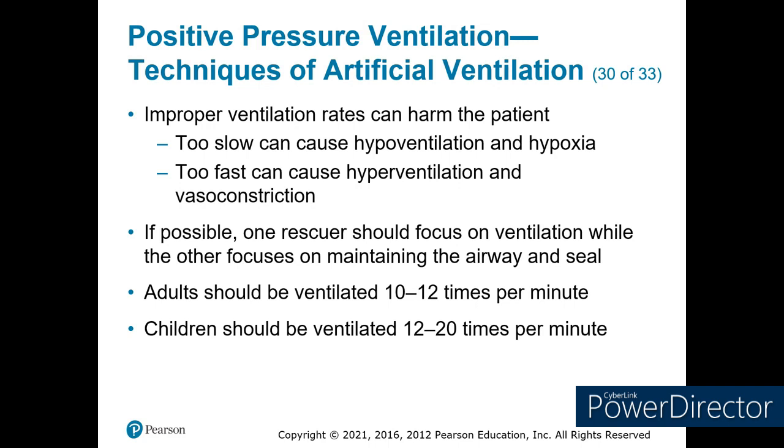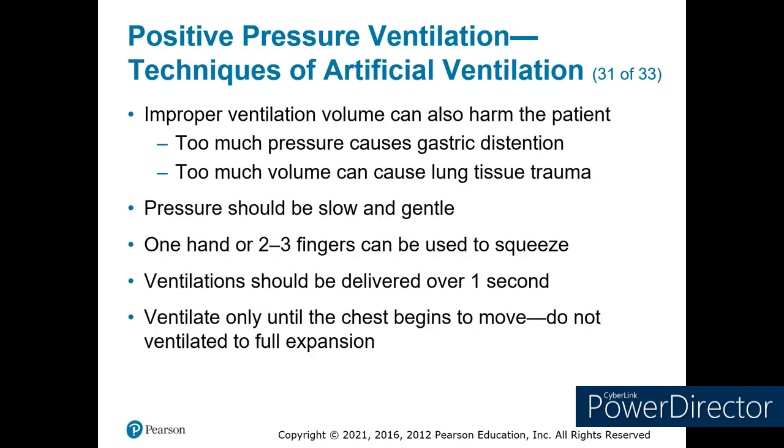With adults, it's 10 to 12 times a minute, so once every 5 to 6 seconds. On a child, it's every 3 to 5 seconds. So be aware of the differences there. You're a little bit faster on the kiddos. Be careful when you're ventilating that you don't squeeze too much or too fast. If you get too much volume, it can actually damage the lung tissue, or it could cause gastric distension. So it's a nice, smooth, gentle squeeze delivered over a second, and you watch till the chest moves. Don't wait till the chest is full. We just need movement.